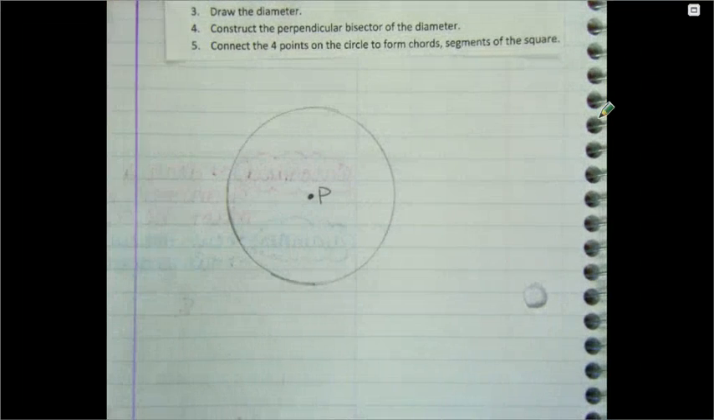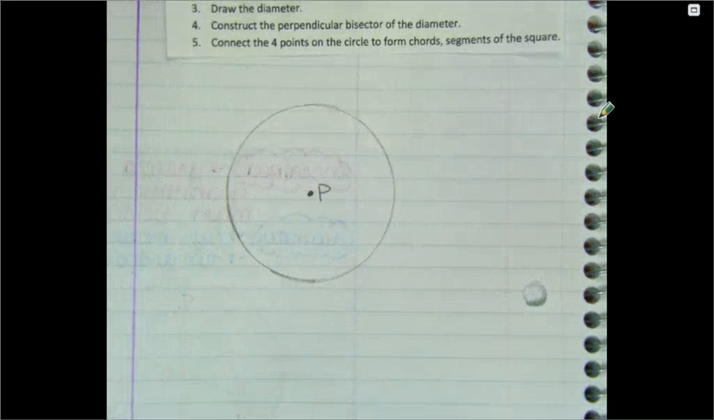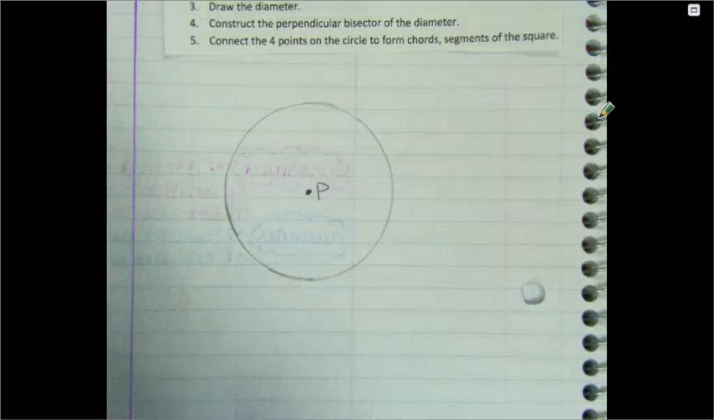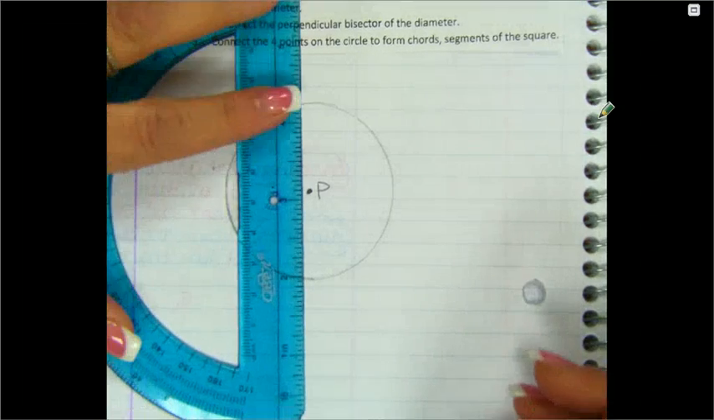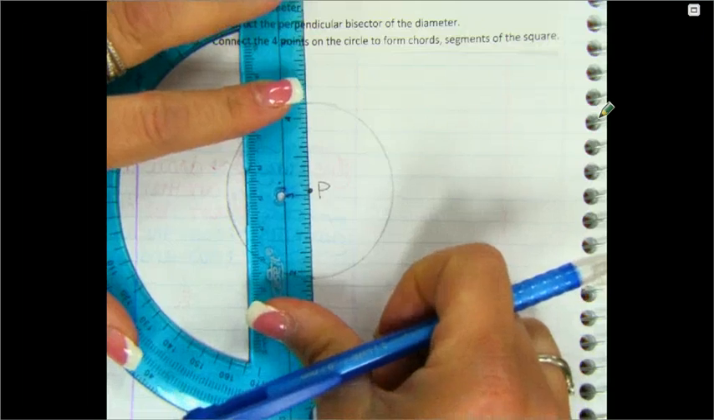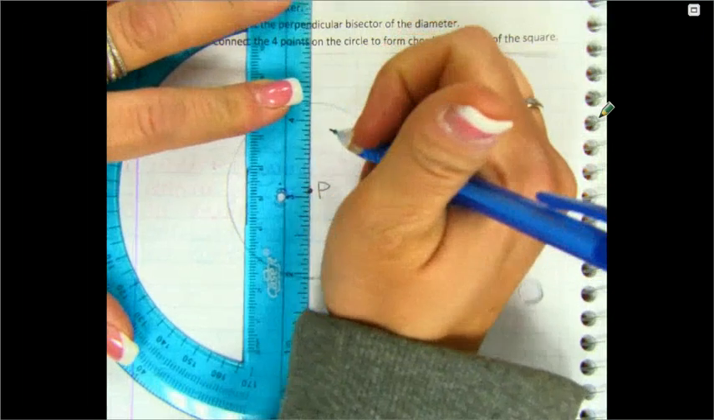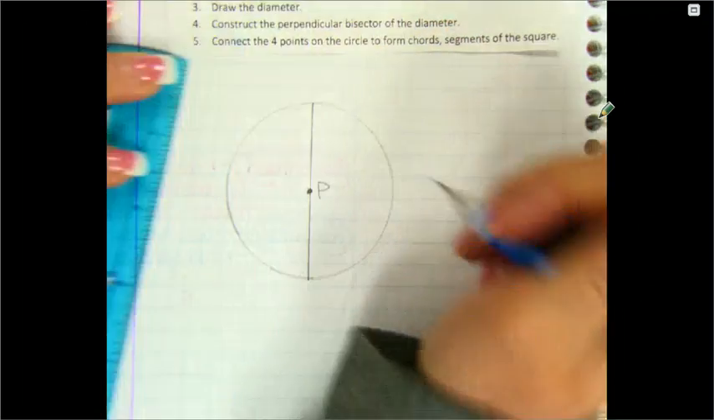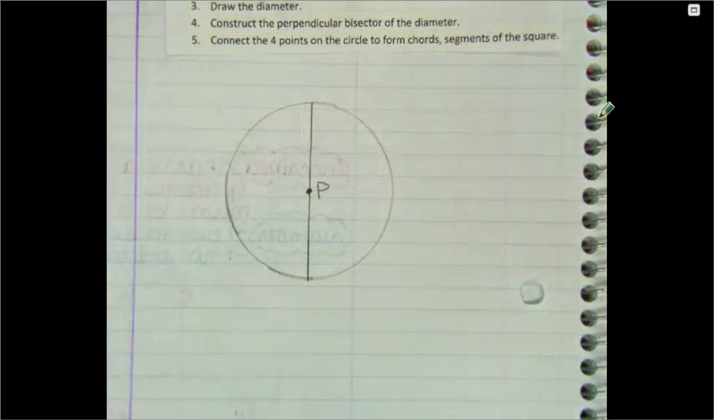And then it says to do what for step 3? Draw the diameter. Remember the diameter goes through the center. And the 2 endpoints are where? On the circle. Good. Does it matter which way? No, I'm just going to draw it vertically instead though. Good? Okay, next step says to do what? Construct the perpendicular bisector of the diameter.